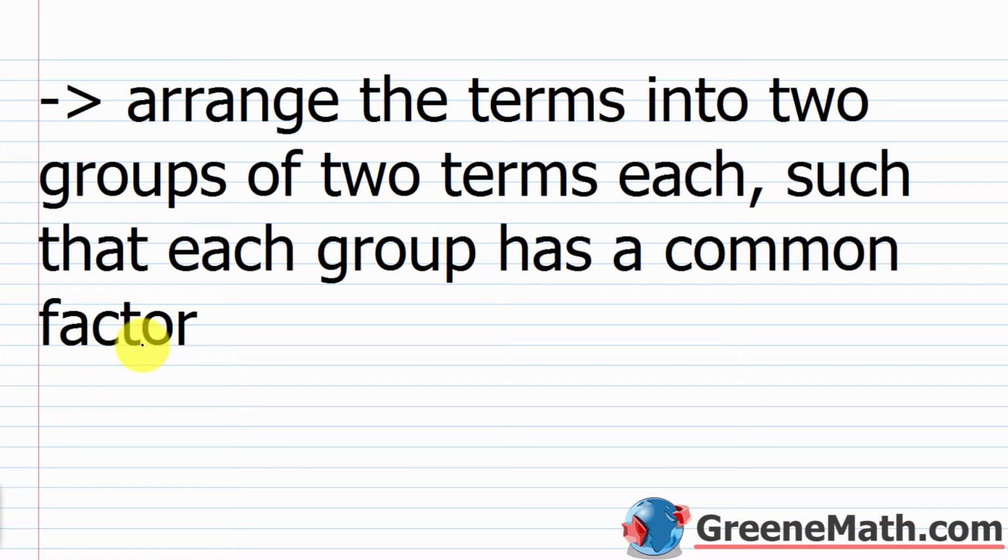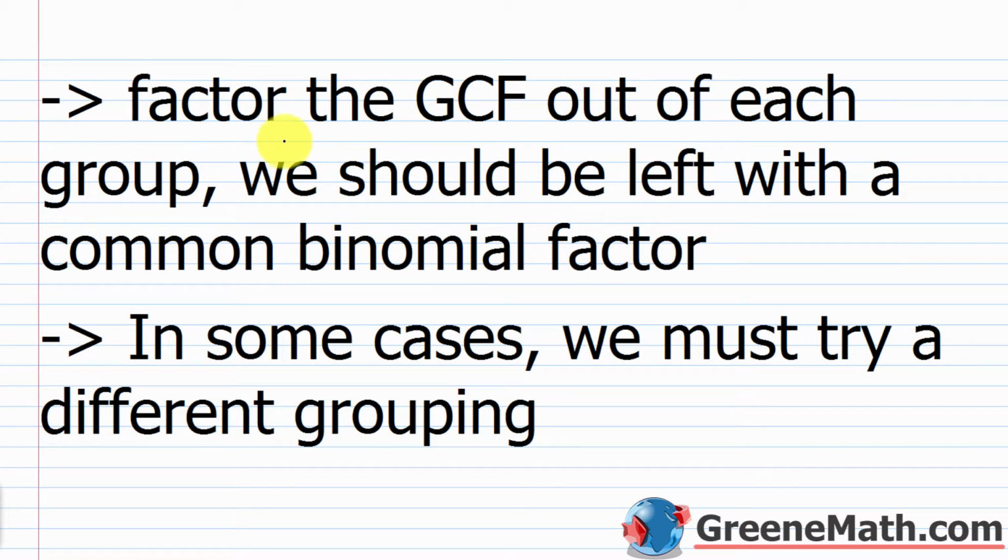This isn't something where you can just kind of read a procedure and it's always going to be the same. So I have here that you'd factor the GCF out of each group. Again, that might be factoring out something that's not 1 from one group. It could be factoring out 1 from another group. And I have here, we should be left with a common binomial factor. Now, if you try a certain configuration and it doesn't work, I have here in some cases, we must try a different grouping. So don't get discouraged right away, or don't say, oh, this isn't factorable right away. A lot of the problems you're going to see, especially if you're in a section on factoring by grouping, are going to be factorable. You just have to change around the terms.